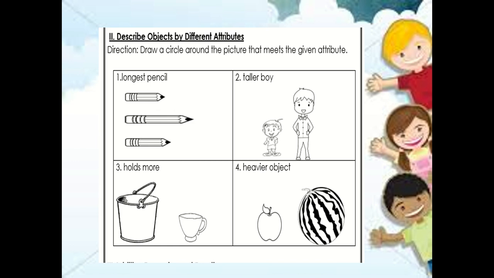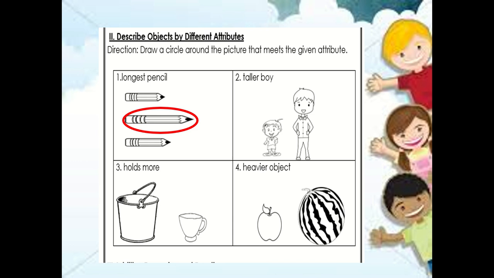Now, let's proceed to part 2. Describe objects by different attributes. Again, you will draw a circle around the picture that meets the given attribute. Like for example, number 1, the longest pencil. So you will circle the picture that is the longest. Okay, just like that one.